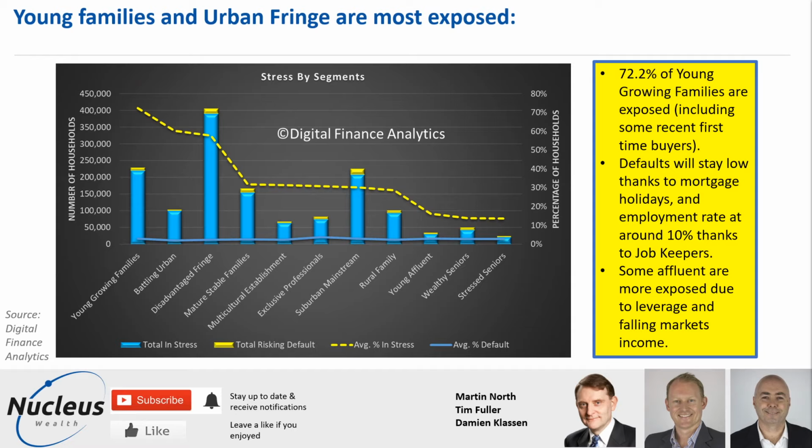Now, on the issue of defaults, I think they'll stay low because of the mortgage holidays. And if the unemployment rate goes to 10%, which is what I think the JobKeeper will keep it to, that will have a bit of a lid in the short term. I am most interested in some of these affluent households because they're very exposed due to market leverage. They've already got margin calls, and they've got multiple investment properties. I wouldn't be surprised to see some of those more affluent, although they are relatively lowly represented in the segmentation, being some of the first to fall over.